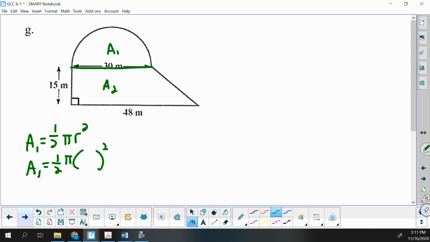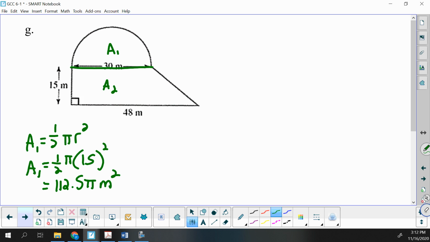Now, one of the most common errors that people make in areas of circles is putting in the diameter instead of the radius. 30 is our diameter because it goes all the way across. So our radius would just be 15. If we do 15 squared times a half, we would get 112.5, and then we also have a pi, meters squared.